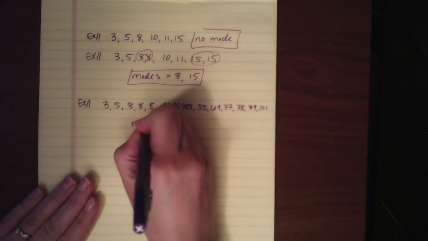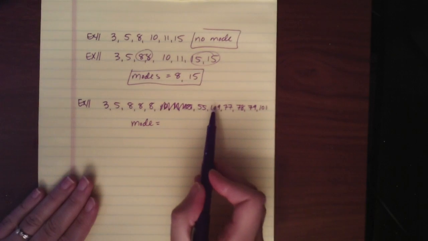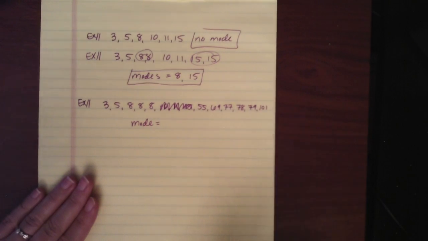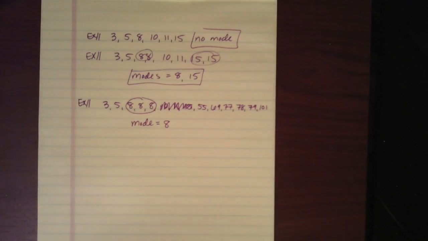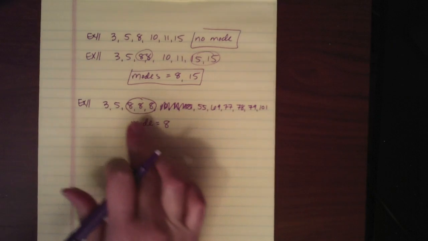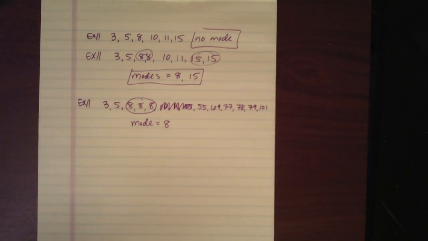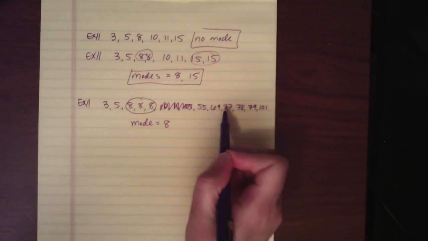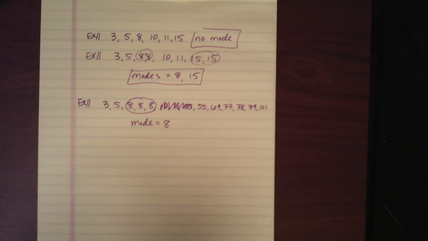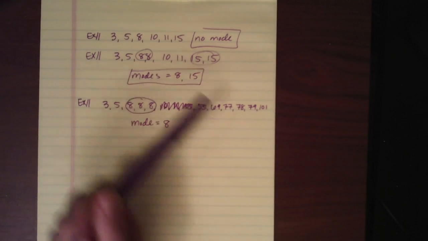Well, if we're looking at the mode for this set of data, 3, 5, 8, 8, 8, 55, 69, 77, 78, 79, 101, the mode would be 8 because it's the value that occurs most often. But is it the case that the value of 8 is typical of what we're seeing for that set of data? Well, no, most of the values are 55 or above. We've got 50s, 60s, and predominantly in the 70s, and then one in the hundreds. This value of 8, even though it occurs most often, isn't actually representative of this set of data.